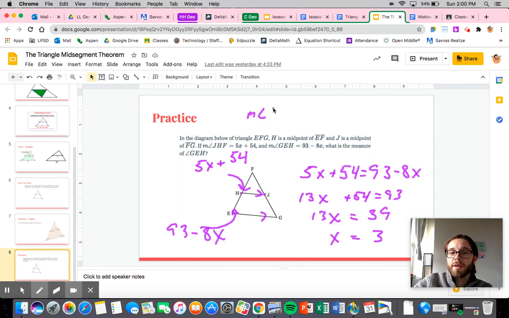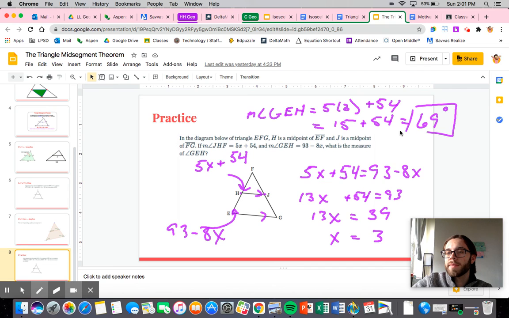So I know the measure of angle GEH is equal to this, which is equal to this. So I'm just going to plug it in there. I'll get 5 times 3 plus 54 equals 15 plus 54 equals 69. So it is 69 degrees. Okay. And that's all there is to it.